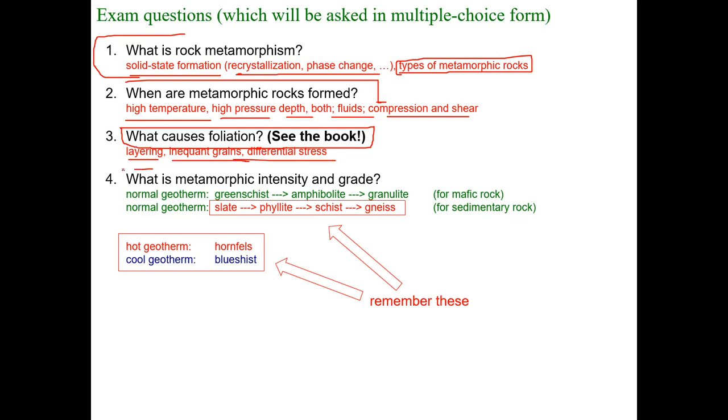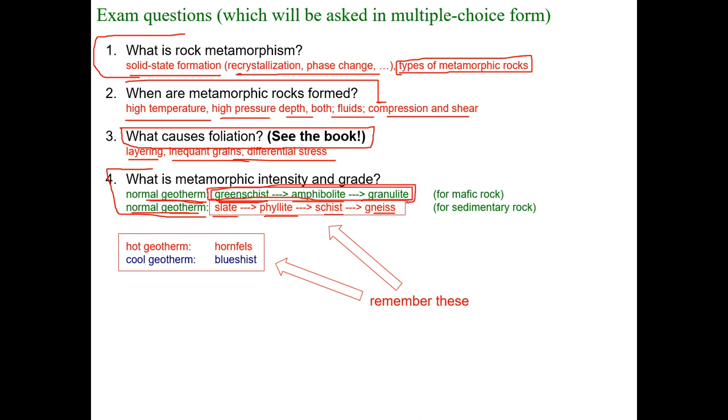Also, you should know about metamorphic intensity, the metamorphic grade. Under a normal geotherm, you're going to go from the greenschist facies to the amphibolite facies to finally the granulite facies, under high pressures and high temperatures. Under a normal geotherm, you're going to change a mudstone, for instance, from a slate to a phyllite to a schist, finally to a gneiss.